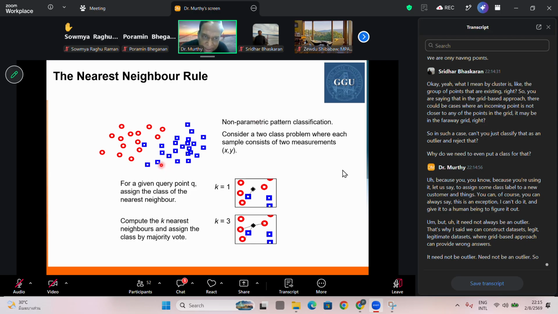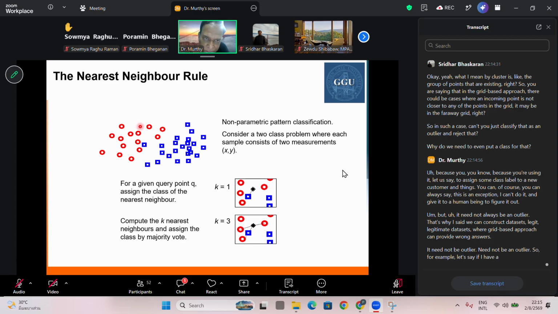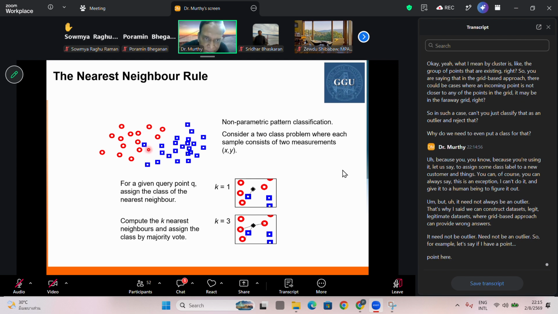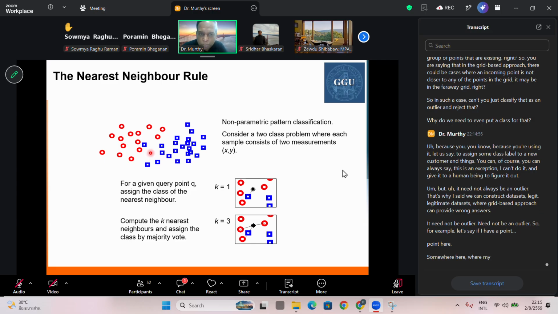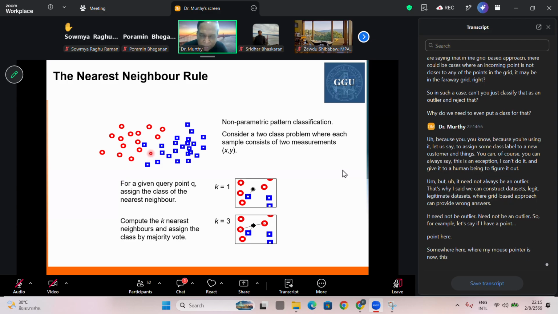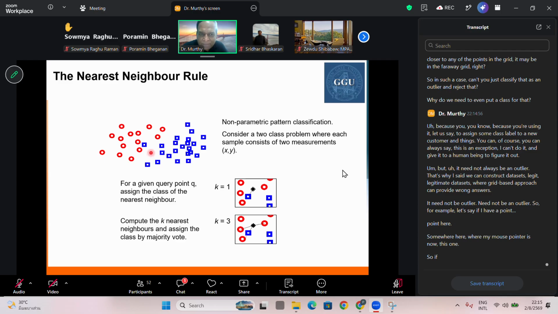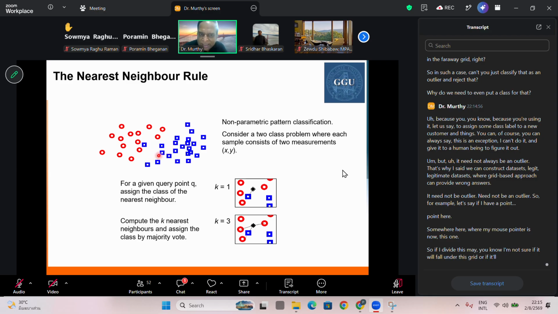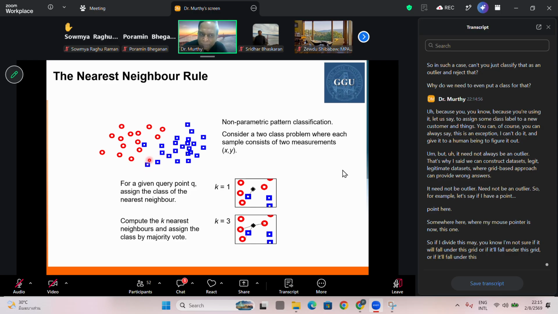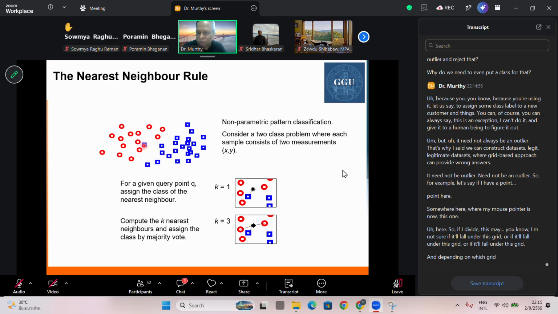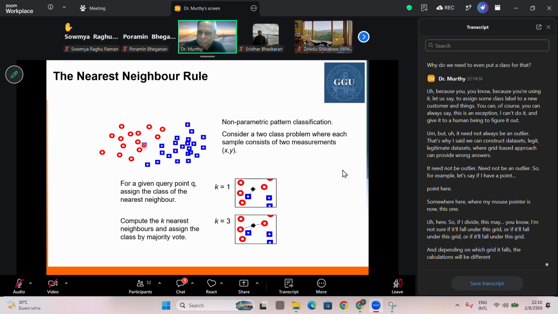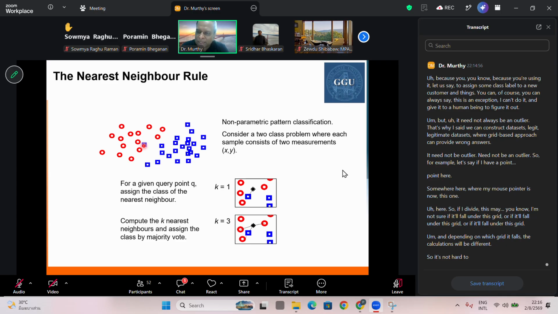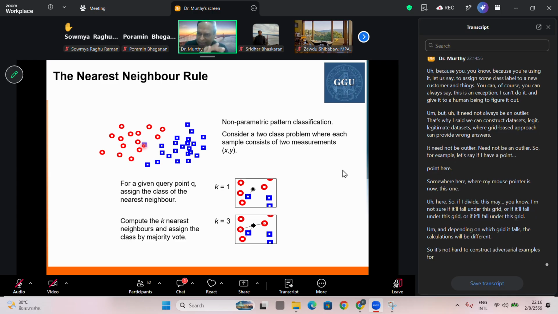So for example, let's say I have a point somewhere here, where my mouse pointer is now. If I divide, I'm not sure if it will fall under this grid, or this grid, or this grid. And depending on which grid it falls in, the calculations will be different. So it's not hard to construct adversarial examples for approximate methods like these.